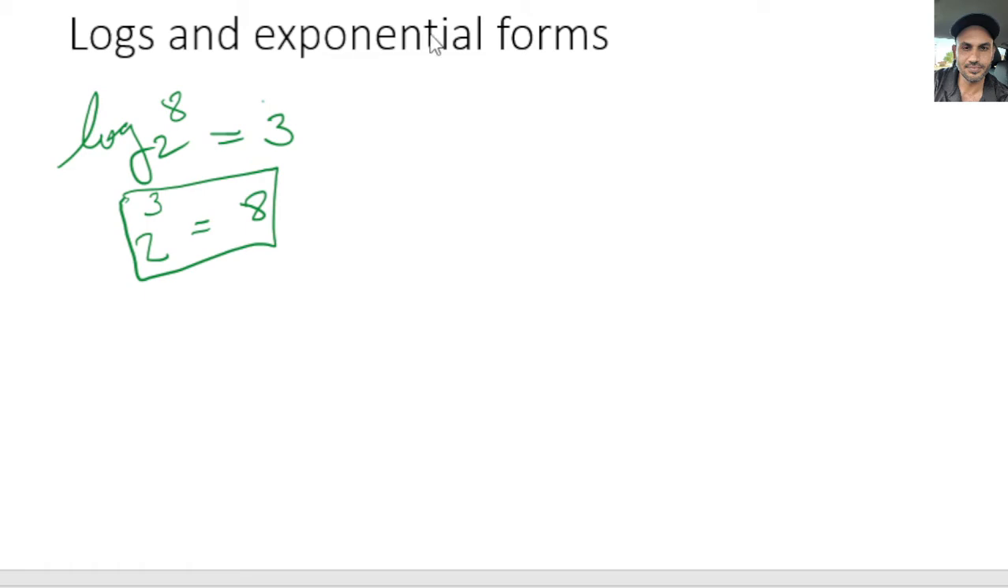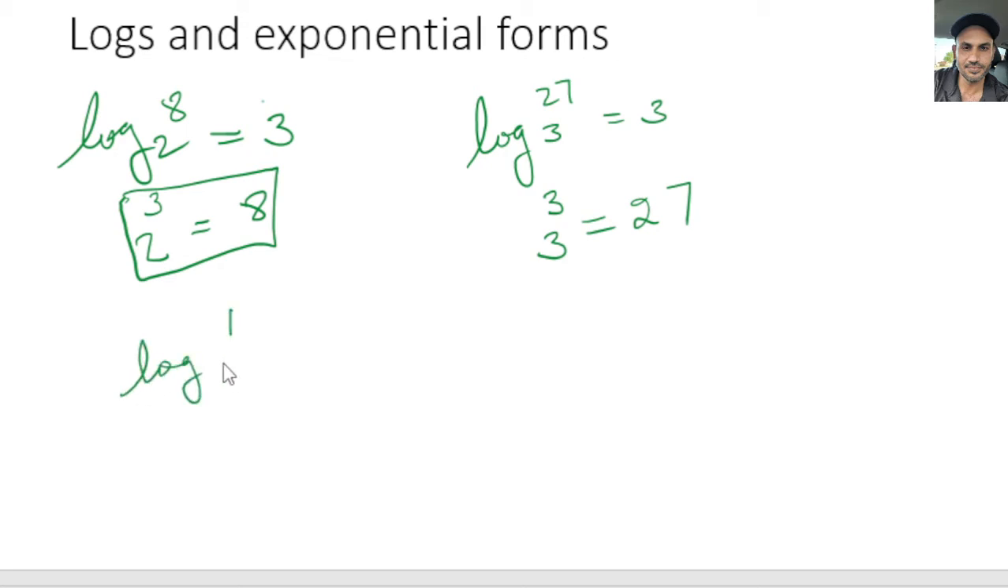The other one I'm going to look at is how to convert this log expression, log of 27 base 3 equals 3, into exponential form. So we take the base 3, this is the base right here, and we take this number and make it the exponent of that base, and that is equal to 27. And then we have another log expression, log of 1 with base 10 equals 0. So our base is 10, and this 0 becomes the exponent of 10 equals 1.